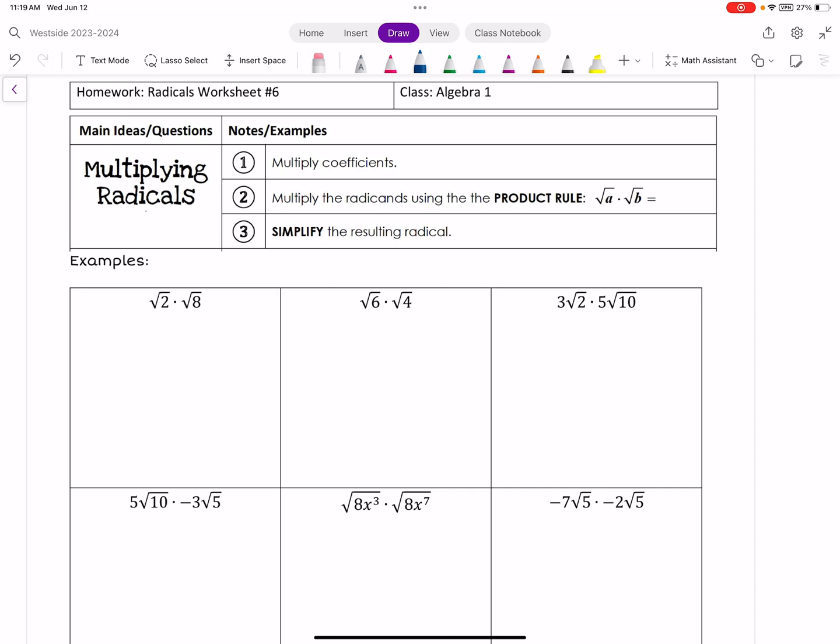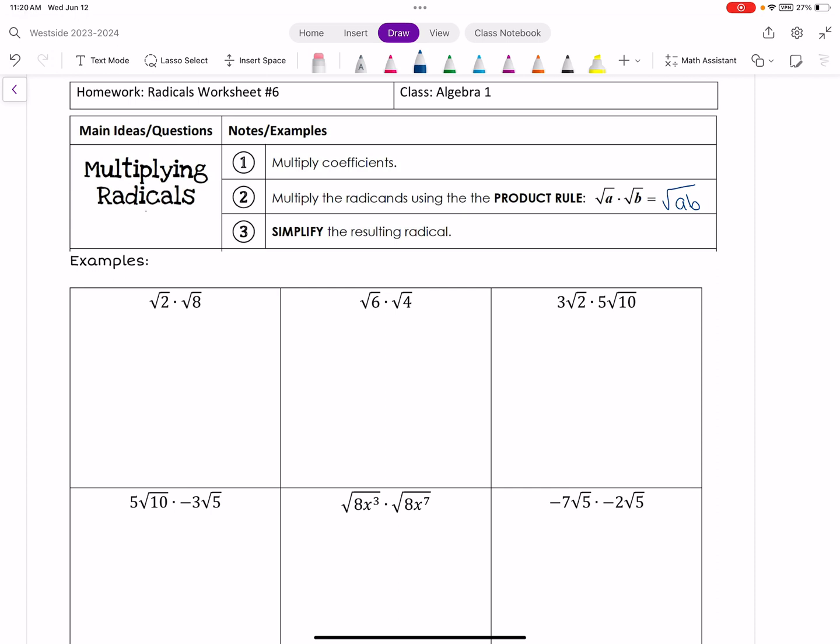To multiply radicals, we're going to multiply the coefficients, so the numbers in front of the radicals, and then we're going to multiply the radicands, so the numbers under the radicals. So radical A times radical B is going to equal radical AB. You multiply outside, that answer stays outside. You multiply inside, that answer stays inside. After you have done that, your next job is to simplify any resulting radical.